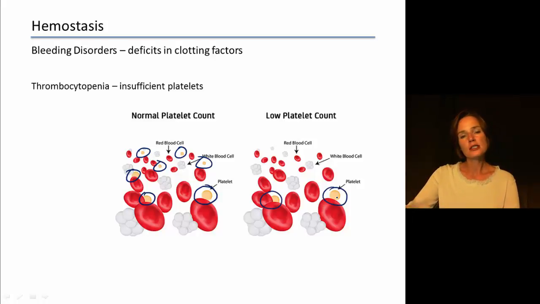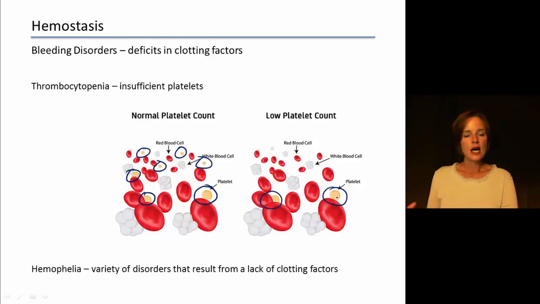So this causes a problem with clotting. The clotting doesn't happen like we would expect. Hemophilia, there's a variety of disorders in that group, but these result ultimately from a lack of clotting factors.